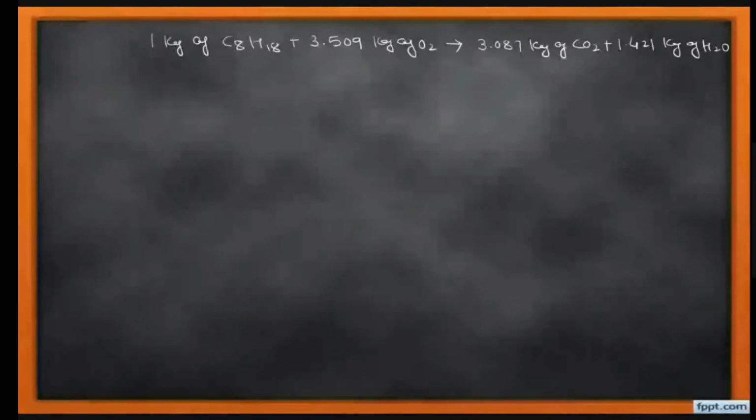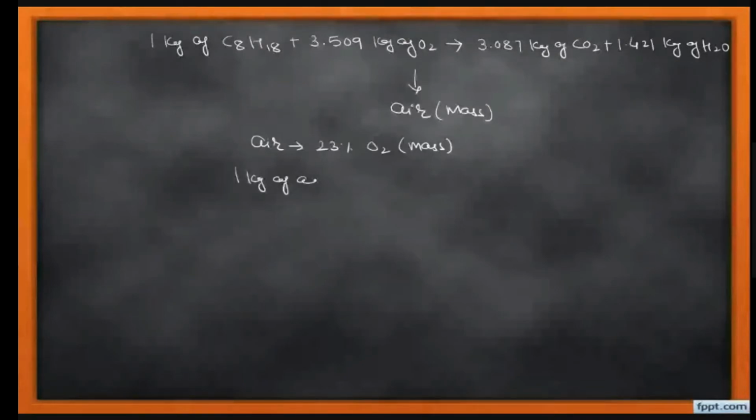And we know that the source of oxygen is air. Here we take the mass base, so we need to go with the mass base system. We know that air contains 23 percent O2 by mass, meaning 1 kg of air has only 0.230 kg of O2.